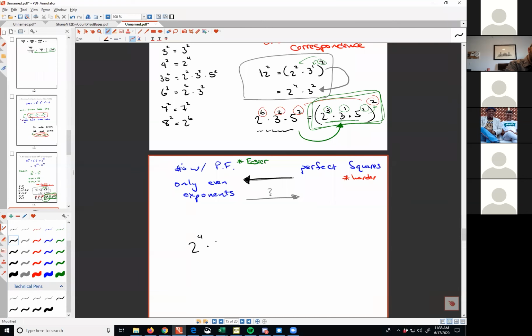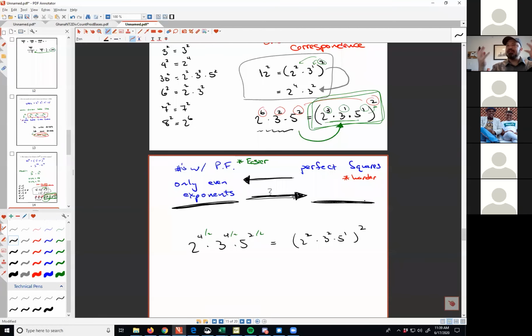So if we have 2 to the 4th times 3 to the 4th times 5 squared, which is, well, we can rewrite that, and this is going from the left-hand side to the right-hand side. We can rewrite that as 2 squared times 3 squared times 5 to the 1st squared. We can undouble the exponents. So yes, if we have only even exponents, then we have a perfect square. So every number in the left-hand list is in the right-hand list, and every number in the right-hand list is in the left-hand list. So these are the same lists.